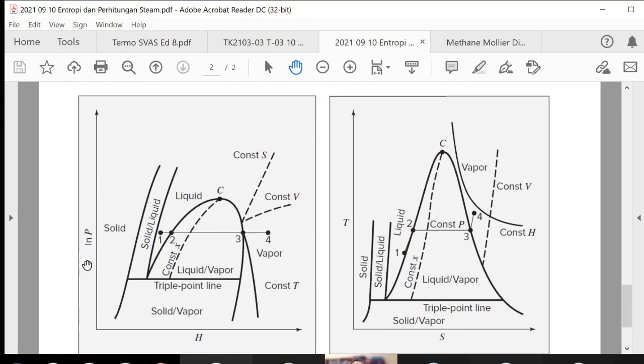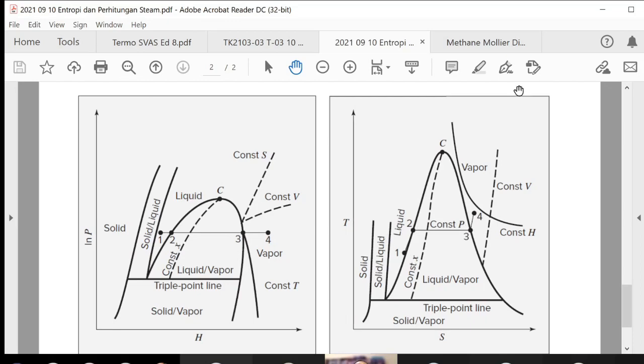Okay, this is the Mollier diagram, and then there is also temperature versus entropy. There is a dome also, and in the dome of the temperature versus entropy, the left hand side, the lower entropy, is liquid. The right hand side, the higher entropy, is the vapor. In between, inside the dome, we have liquid and vapor.